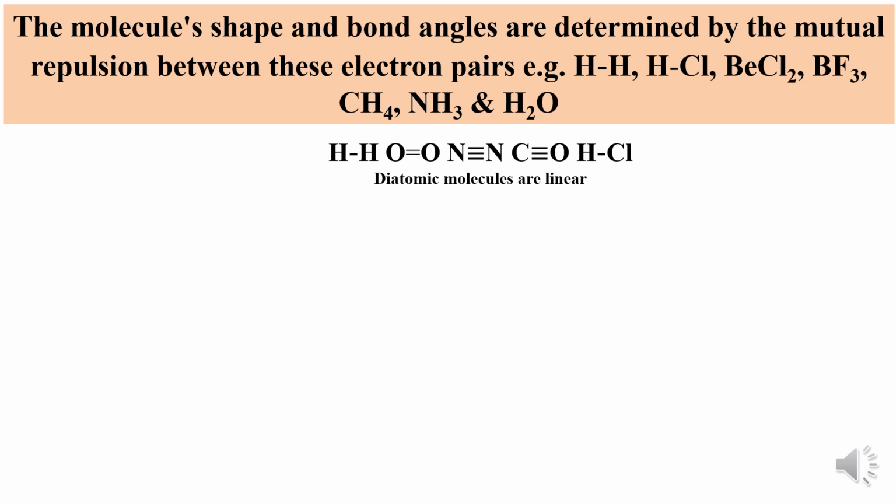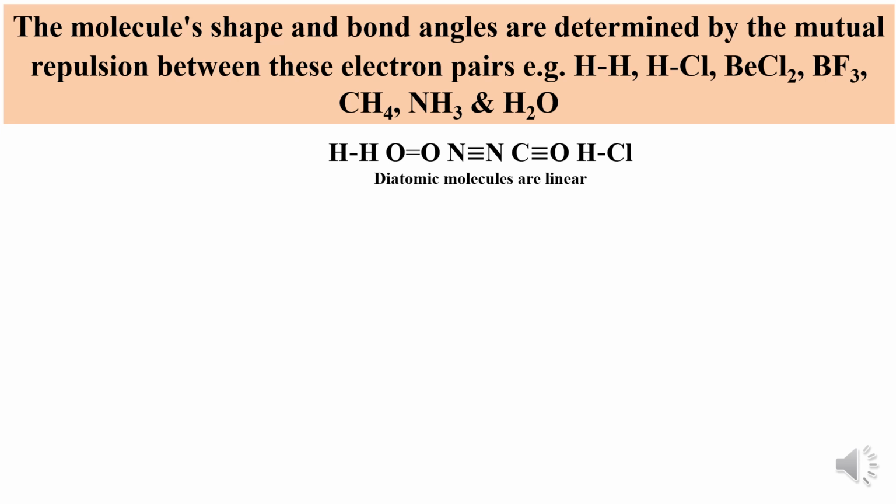So here homoatomic molecules are hydrogen molecule, oxygen molecule, and nitrogen molecule, while the heteroatomic molecules are carbon monoxide and hydrogen chloride. So generally, irrespective of whether they are homoatomic or heteroatomic in nature, diatomic molecules are linear in shape.